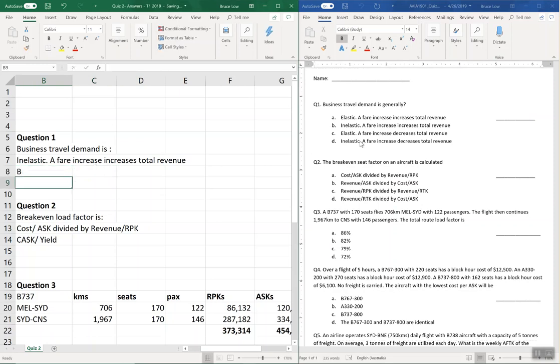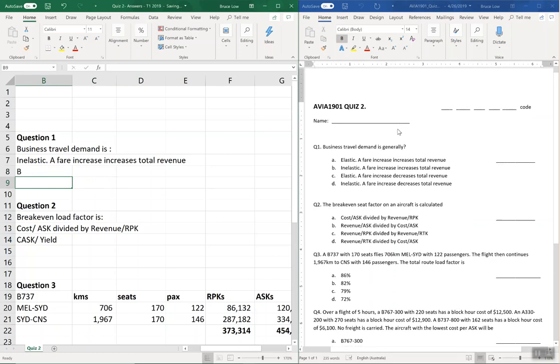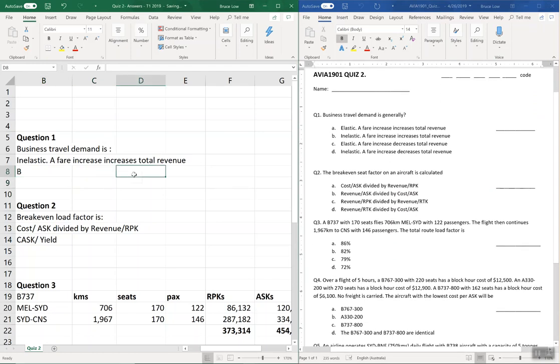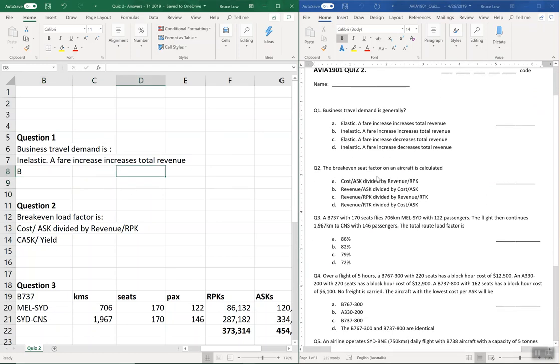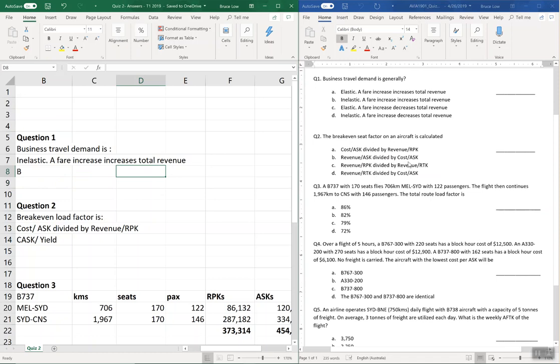There's two versions of the quiz, but in that version of the quiz, question 2 is asking you the break-even seat factor on an aircraft is calculated as what? And we know that the break-even seat factor is CASK divided by yield, and your CASK is your cost per ASK, and your yield is your revenue per RPK. So the answer is A, cost per ASK divided by revenue per RPK.